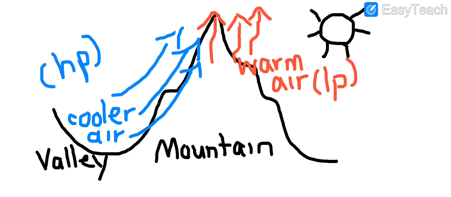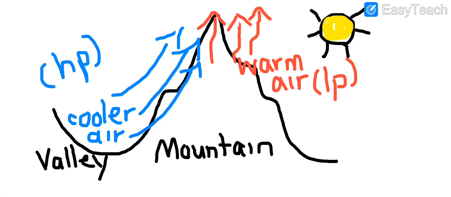So in the daytime, the sun warms up my mountaintop here. We've got the warm air rising. The cooler air from the valley blows up the mountainside. I'm going to add a little bit of color. Let's add a little sun color. All right, so that is my valley breeze.